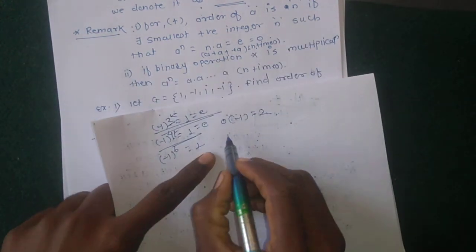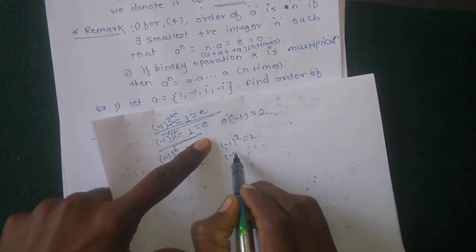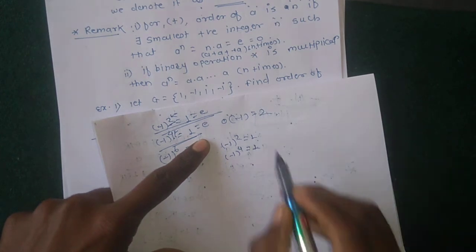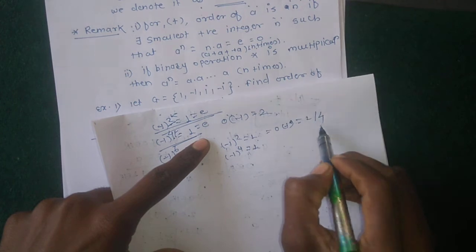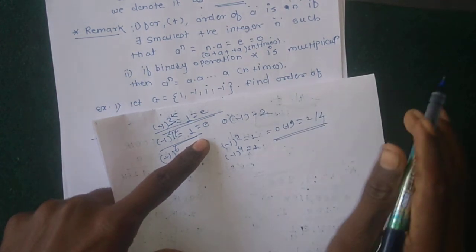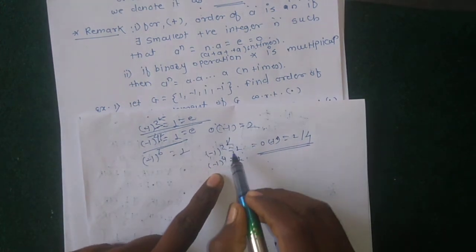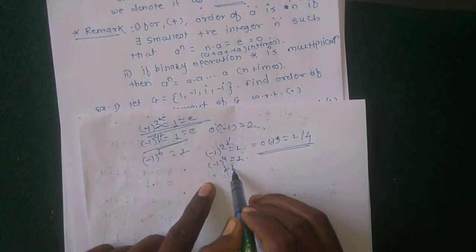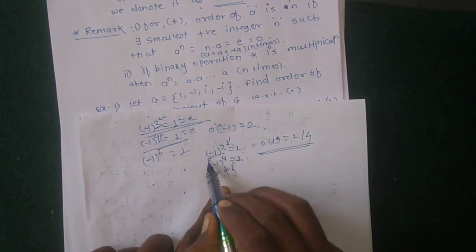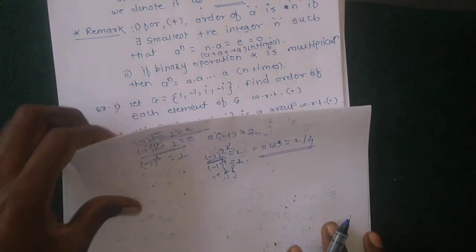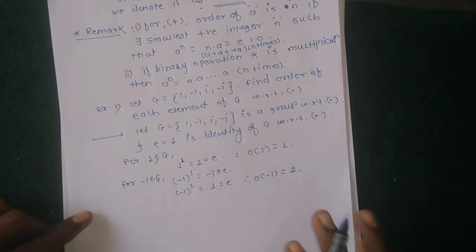If any element, here minus 1 squared equals 1 and minus 1 raised to 4 also equals 1, it might seem the order of minus 1 is 2 or 4. But the definition says that if there exists a smallest positive integer, here the smallest positive integer is 2, not 4. Therefore the order of minus 1 equals 2.